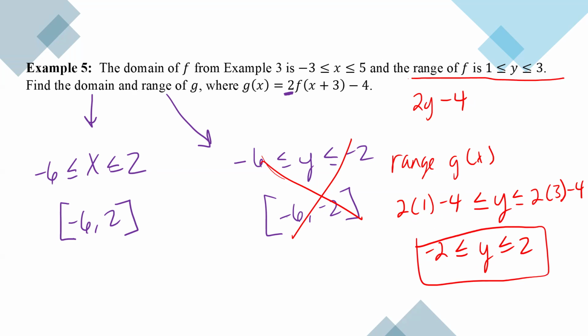We didn't even need the graph. We just had to manipulate the given range. They gave us our range. You could still put it in interval notation, and interval notation would be negative 2, 2. What did your graph look like? Ignore the graph. The graph is irrelevant, is what I'm telling you.